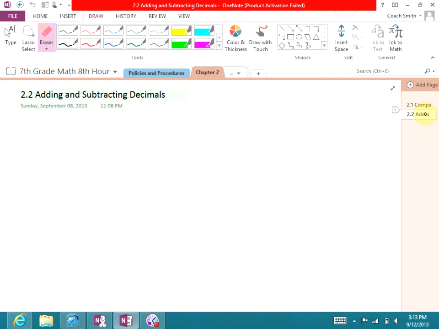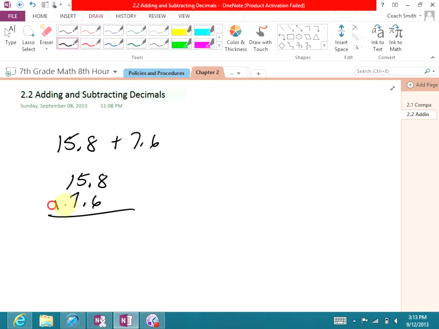Okay? All right, who can tell me when we're adding decimals, what's the thing you have to do? Anybody remember? We have to line them up. What do we line up? The decimal. Okay, good. So you get 15.8 plus 7.6. Okay, you got to list those vertically and line up the decimal. So the decimal here has got to be lined up.